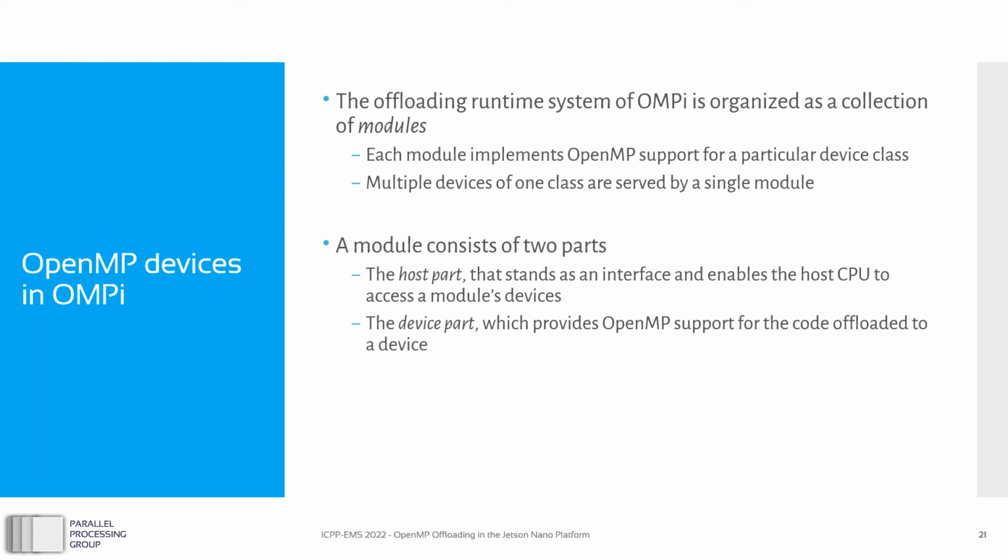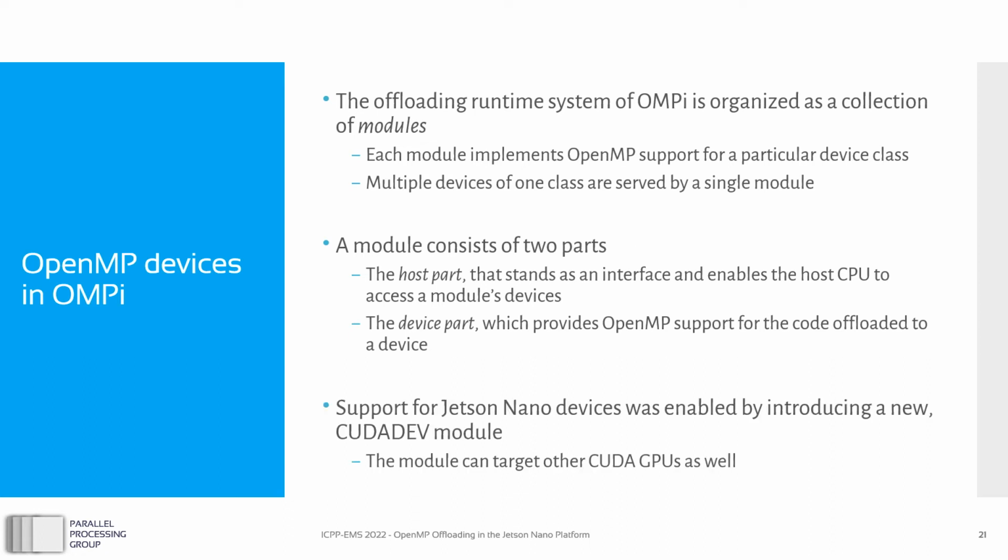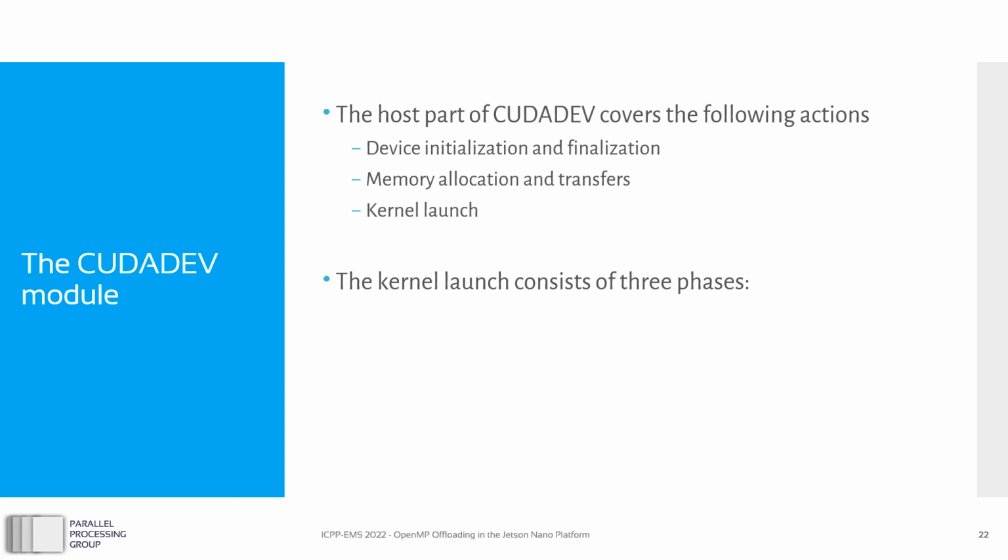One module has two parts. The host part, which is an interface between the host CPU and the device, and the device part, which is for supporting OpenMP in the device code. What we did was create a new module called CUDA-dev in order to target the Maxwell GPU of Jetson Nano, but of course the module is quite generic and can target other GPUs as well. The host part of CUDA-dev covers device initialization and finalization, memory allocation and transfers, as well as kernel launch.